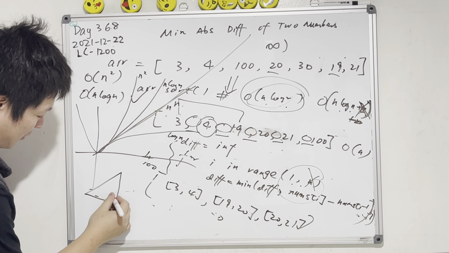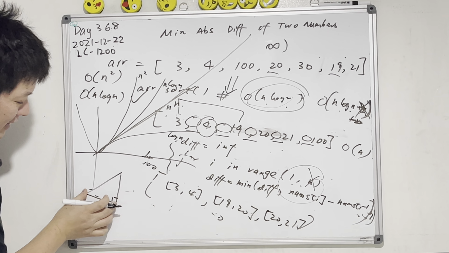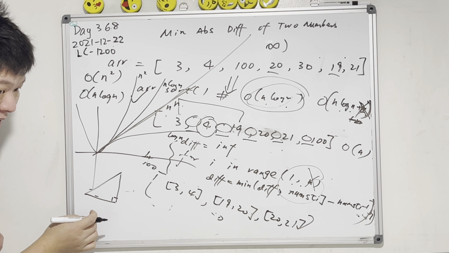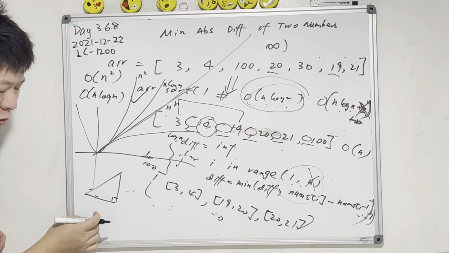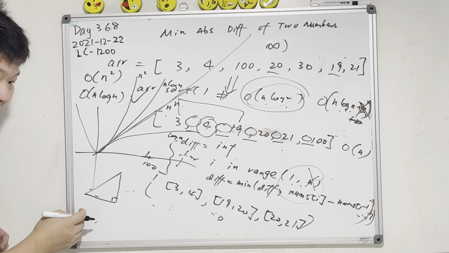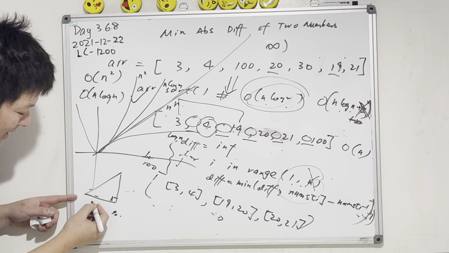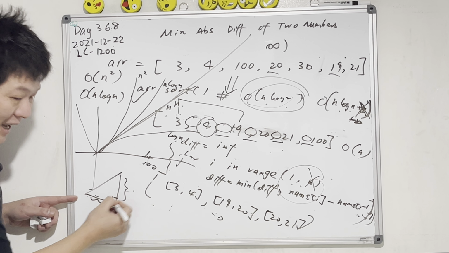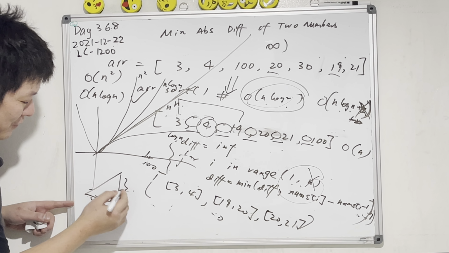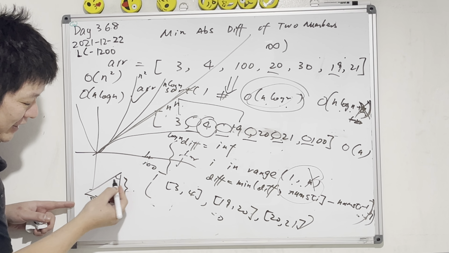What do you call this triangle? This side equals this side, and this is the right angle. A right-angled triangle. You know what I mean, yeah? This is the right angle, 90 degrees, and this side is equal to this side. So if this side equals this side, what's the degree here?